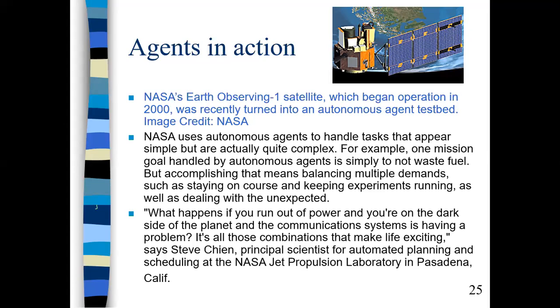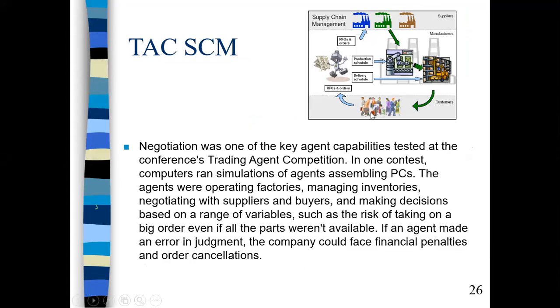So what happens if you run out of power and you are on the dark side of the planet and the communication system is having a problem? It's all those combinations that make life exciting, says Steve Chien, principal scientist for automated planning and scheduling at NASA Jet Propulsion Laboratory. So that is one example.